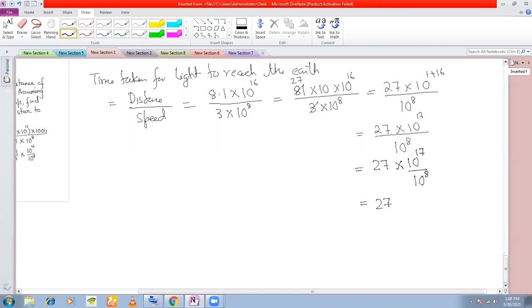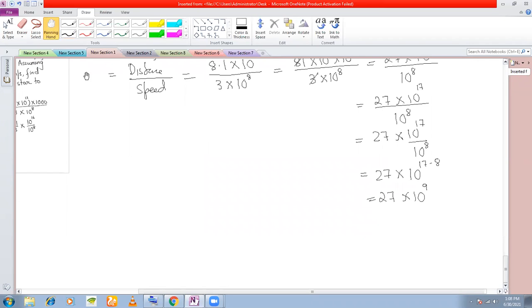You can write this as 10 to the power of 17 minus 8, which is equal to 27 into 10 to the power of 9. What should be the unit? Seconds, right? But this is still not in standard form because this 27 here is greater than 10.